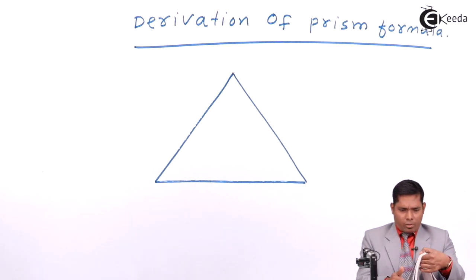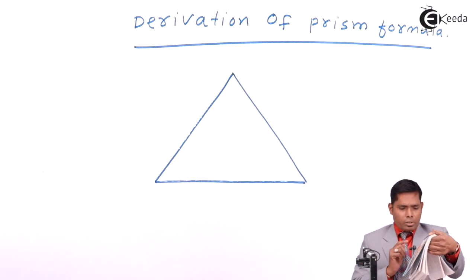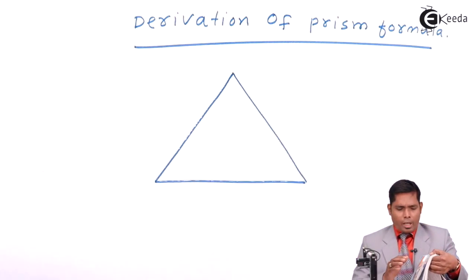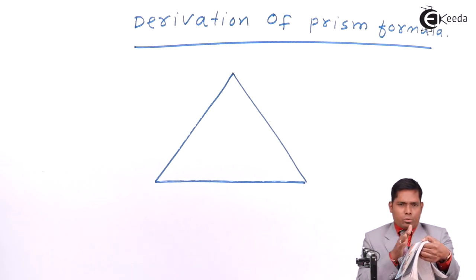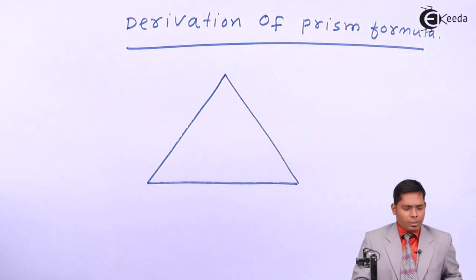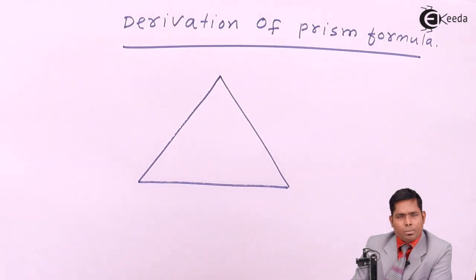As you can see, only this section is triangular in shape. If I see through this side, I will also see the triangle. So I am actually viewing this prism from this side. Therefore, these two sides are the inclined planes, and these are the refracting faces of the prism.